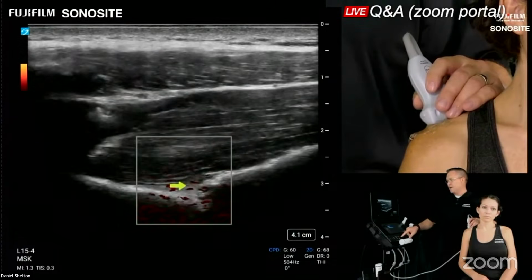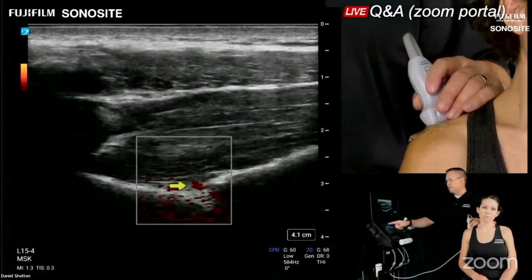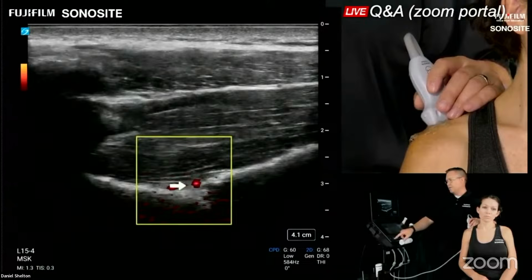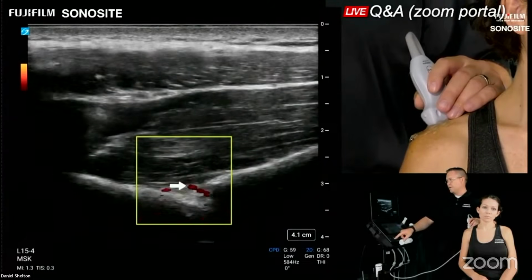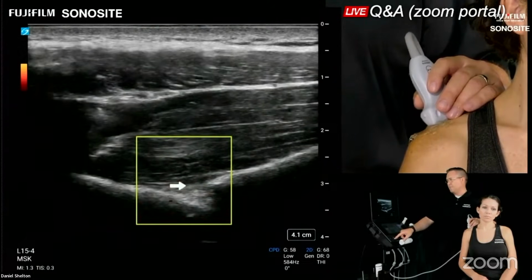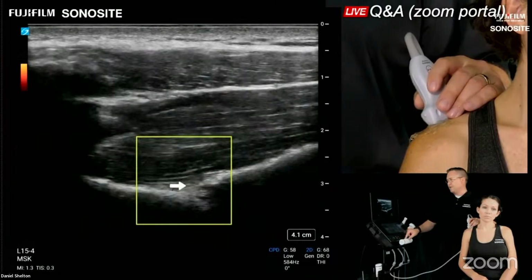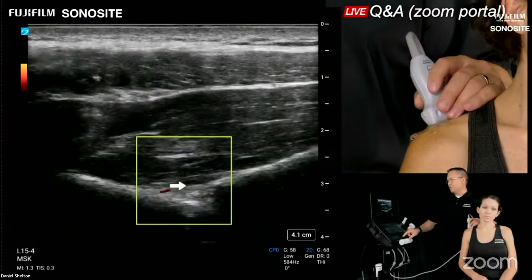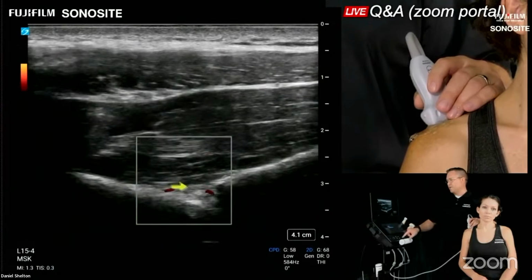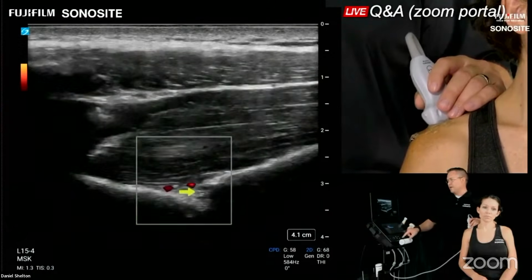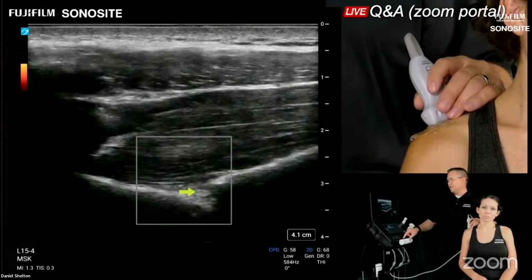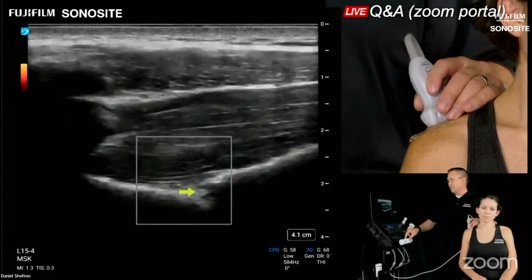And just to check that, I'm going to reduce the gain underneath the bone until that twinkling color goes away. And there we can see that suprascapular artery right there in the notch really nicely. We know that the suprascapular nerve is going to border that artery, so we can use that artery as a guide. You're going to drop your needle down to this level. You know what to hit and what not to hit.